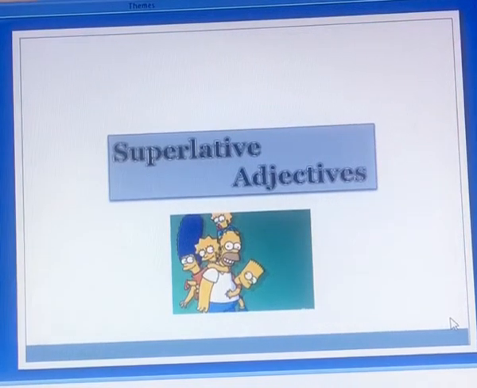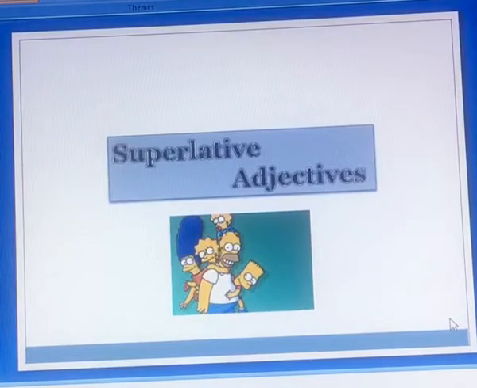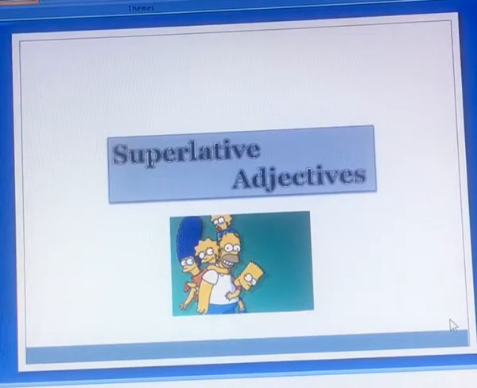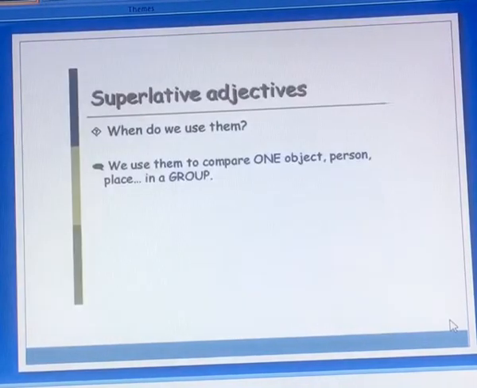Hello grade 6. Today we will continue our lesson about adjectives and we will talk about superlative adjectives. When do we use superlative adjectives? We use them to compare one object, person or place in a group.